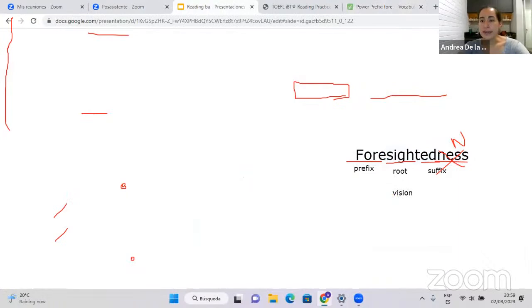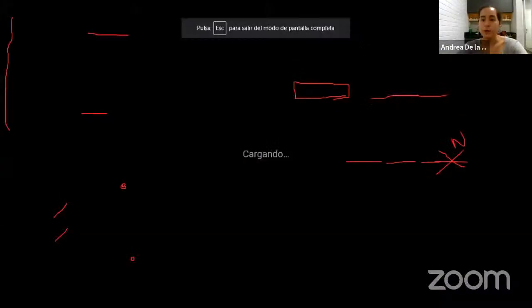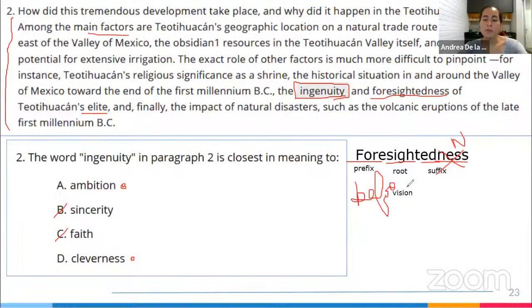So foresight, it means basically the ability to see something before it happens, to prevent, to make predictions and take provisions. So foresight, see before. Vision before it happens. So foresight here basically means the ability to make predictions. Not in a mystical way to see the future, but to make predictions and to take preventions based on that.